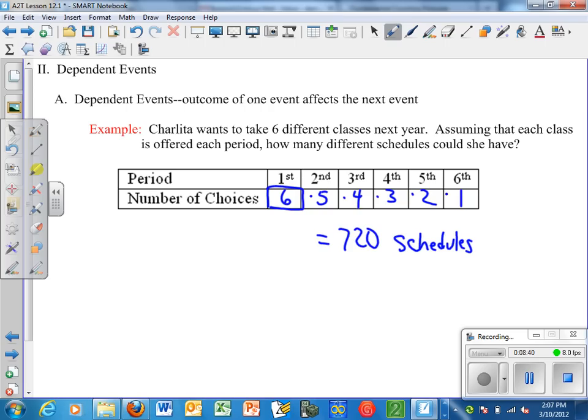So with dependent events, you're going to decrease by 1 each time. And that's like the ones when we looked at the codes. If you have 3-digit numbers and you can't allow repeats, then you would decrease 1 each time, but you still multiply together the number for each, and that's what the fundamental counting principle says.